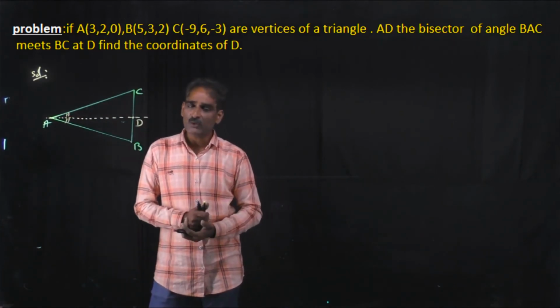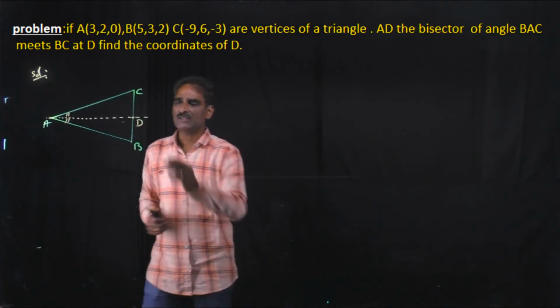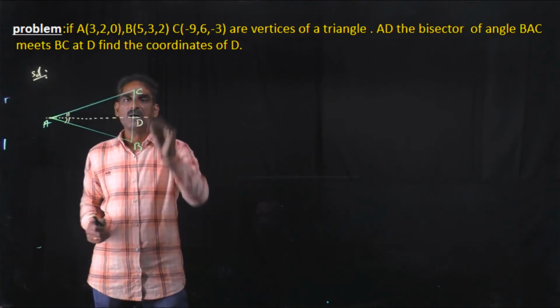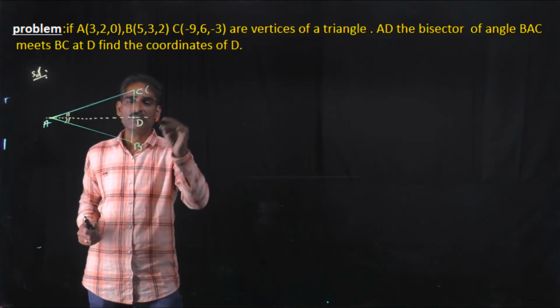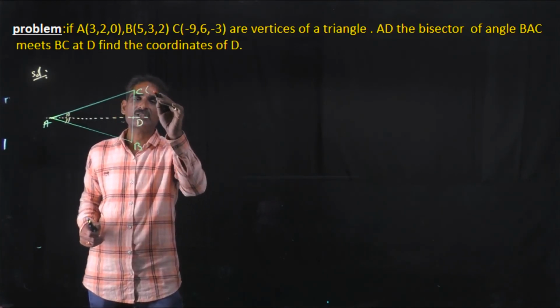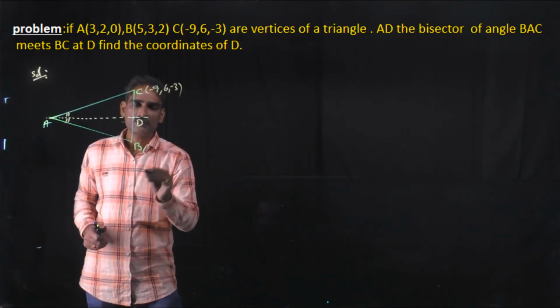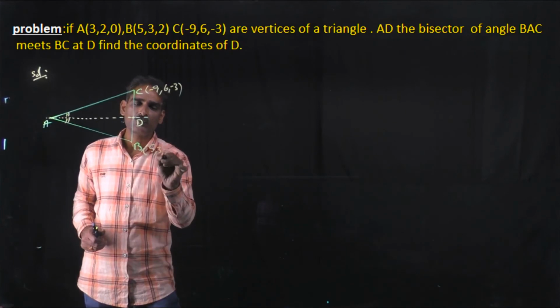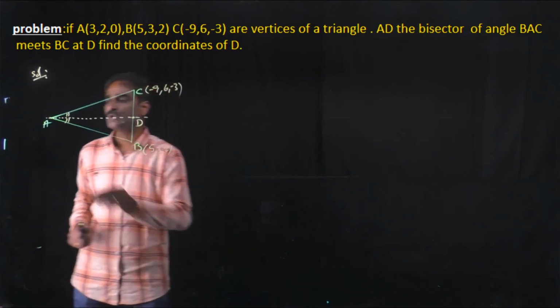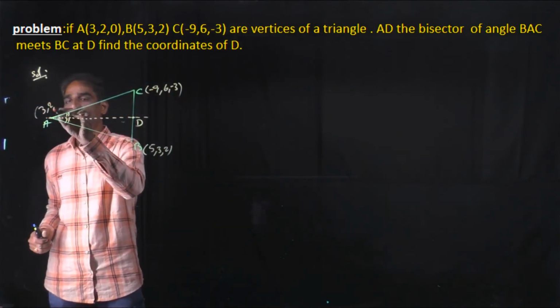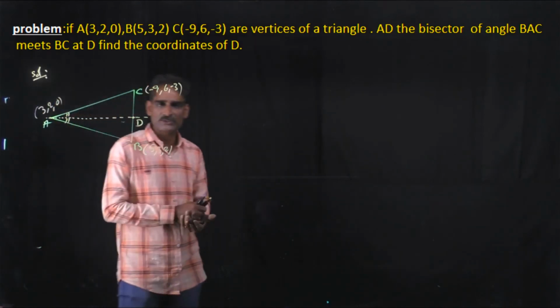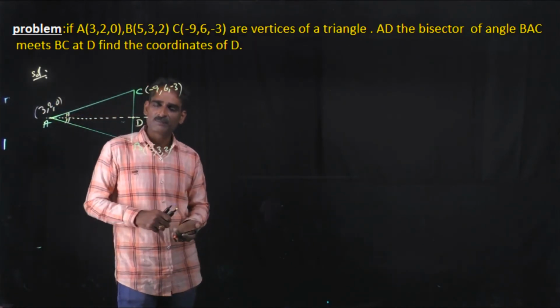Okay. Now here we have to find out the coordinates of D. We already have A, B, C. What about C? C is (-9, 6, -3). What about B? B is equal to (5, 3, 2) and A is (3, 2, 0). These are the given points. How to find out D?